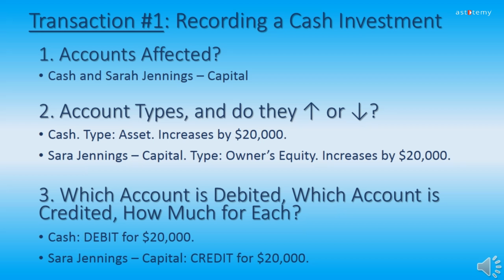Step 3. Which account is debited, which account is credited, and how much for each? Remember, if you debit one account, you have to credit the other. We will debit cash for $20,000. We will credit Sarah Jennings Capital for $20,000. And on the next slide, we discuss how to journalize this transaction.